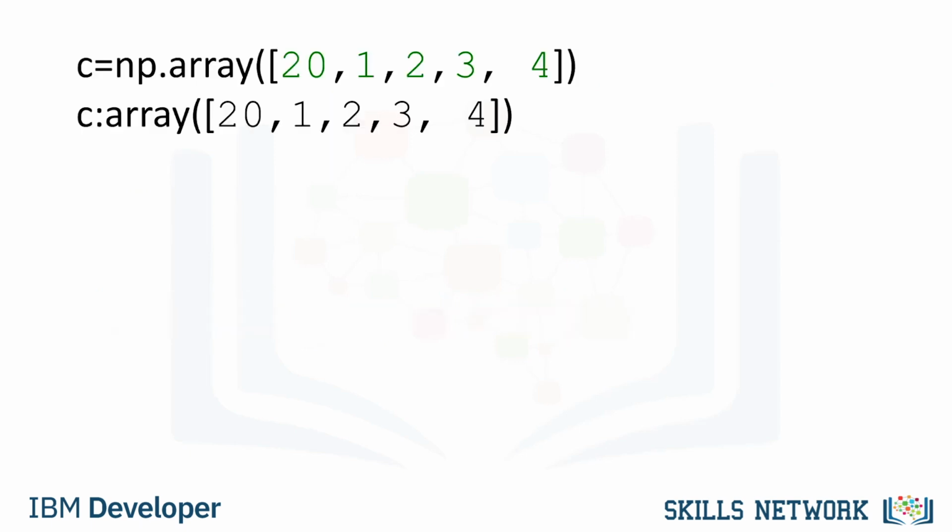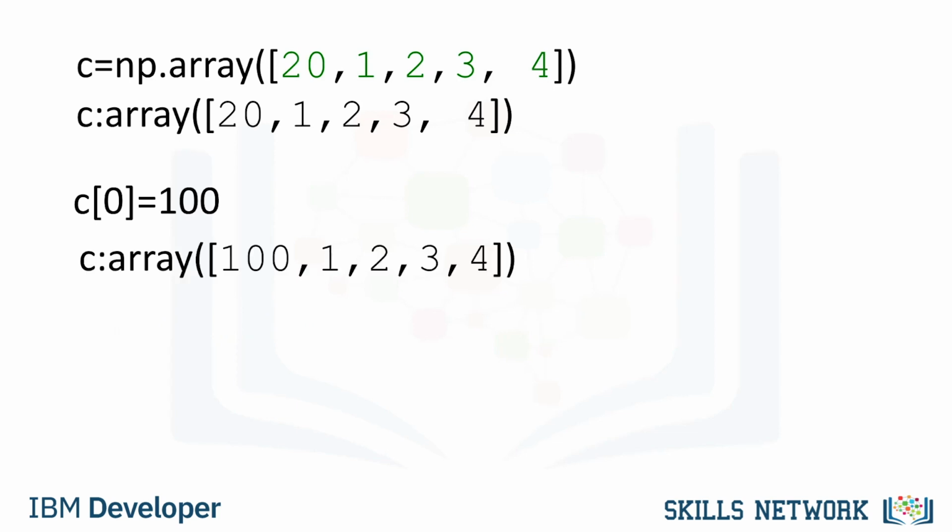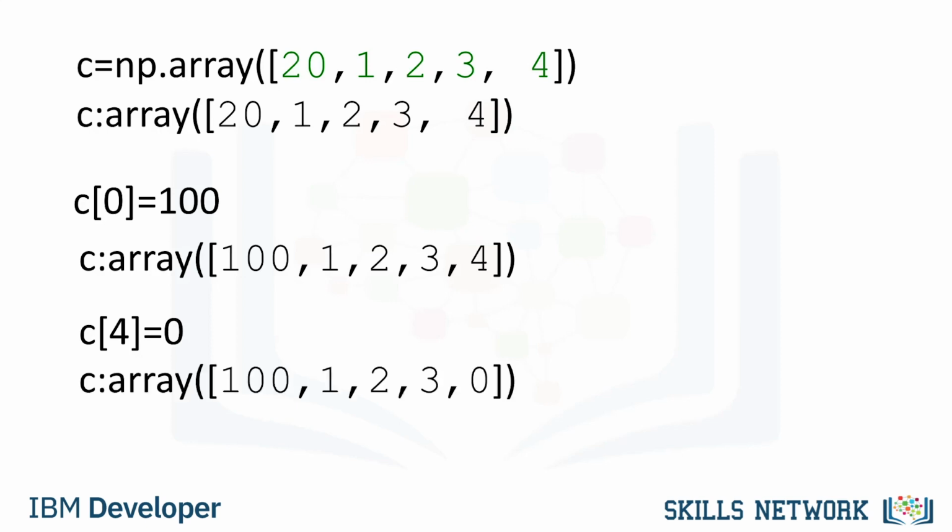Let's review some indexing and slicing methods. We can change the first element of the array to 100 as follows. The array's first value is now 100. We can change the fifth element of the array as follows. The fifth element is now 0.